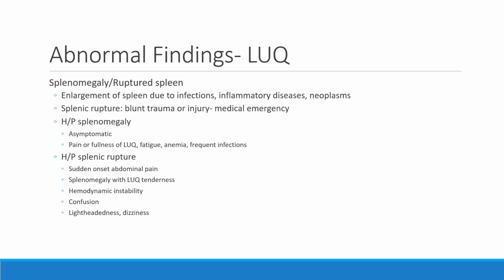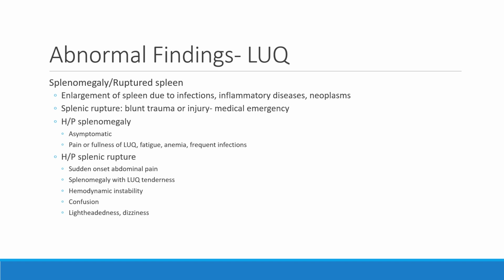Left upper quadrant, we have our splenomegaly or ruptured spleen. This is enlargement of the spleen due to infection, inflammatory disease, and neoplasms, such as hepatitis, endocarditis, malaria, mono, lupus, and leukemia. We can see splenic rupture with blunt trauma or injury, and this is a medical emergency. History and physical exam findings with splenomegaly, sometimes they're asymptomatic or have pain or fullness of the left upper quadrant with fatigue, anemia, and or frequent infections.